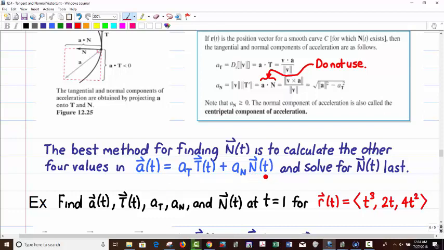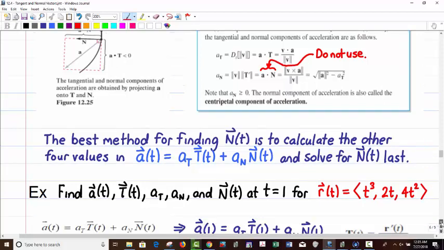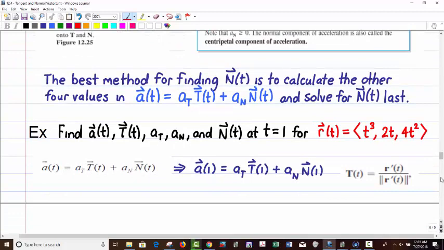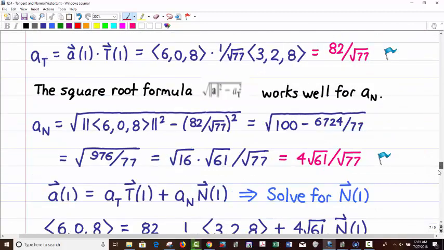Just treat it like a little algebra problem instead of using that complicated T prime of t over the magnitude of T prime of t. So that's what we want to do. I'm wondering, just out of curiosity, I can't remember if I did try to work that problem out the ugly way.